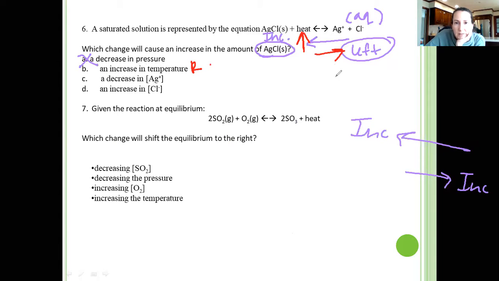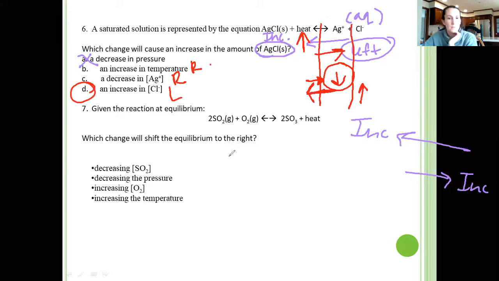A decrease in Ag+, your reaction feels like not enough Ag+ has been formed, so it needs to shift in that same direction to make more. So this is a right-hand shift. An increase in Cl−, so I'm just going to line that up. An increase in Cl− has too much, your reaction feels like too much Cl−. I'm going to shift to get rid of it. Shift to the left. That's your answer.